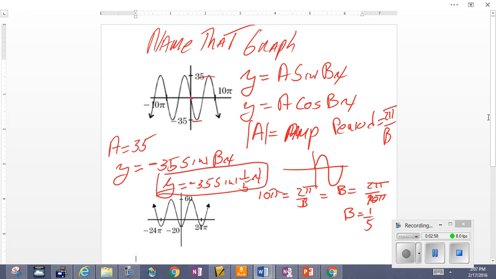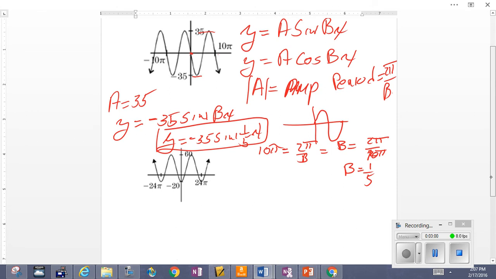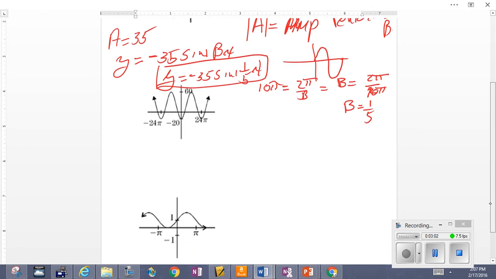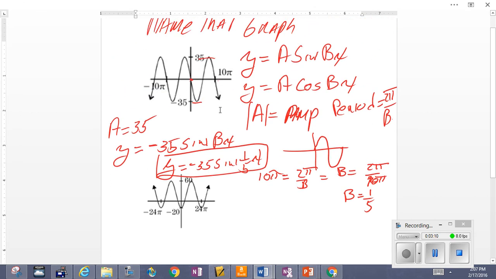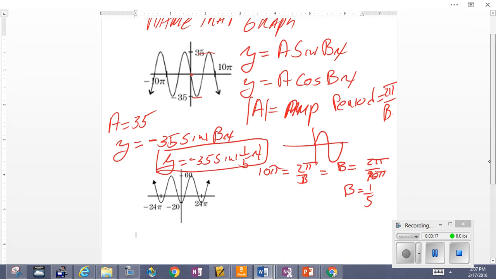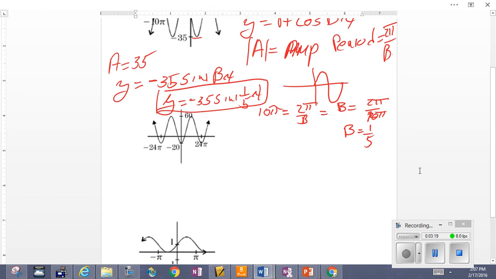All right, let's go to Name That Graph number 2. Now I lied a little bit up here, because the first graph does not have a translation vertically upward. This one does, but it's still going to be a sine or a cosine. If you could see, down here it's at negative 20, and up here it's at 60.